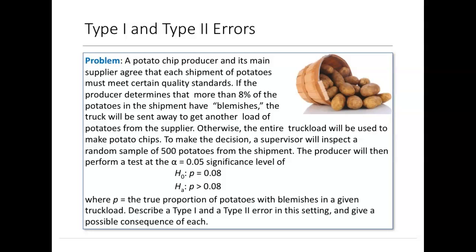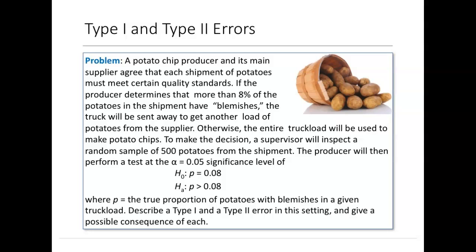So let's talk about errors that could happen, and then we'll decide whether in this context a type 1 or a type 2 is worse. A potato chip producer and its main supplier agree that the shipment of potatoes must meet certain quality standards. If the producer determines that more than 8% of potatoes in the shipment have blemishes, the truck will be sent away to get another load of potatoes from the supplier.